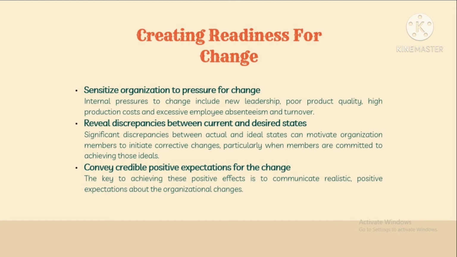The second method is reveal discrepancies between current and desired state. Significant discrepancies between actual and ideal state can motivate organization members to initiate corrective change, particularly when members are committed to achieving those ideals. The third method is convey credible positive expectations for the change. The key to achieving these positive effects is to communicate realistic positive expectations about the organizational change.